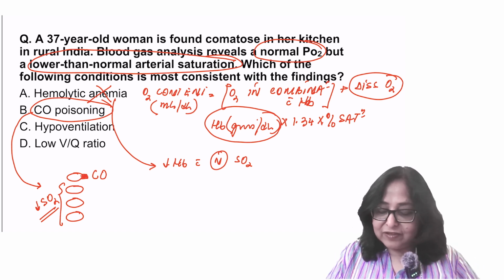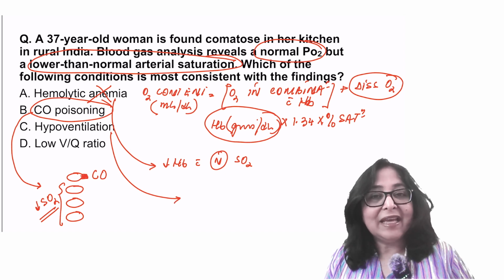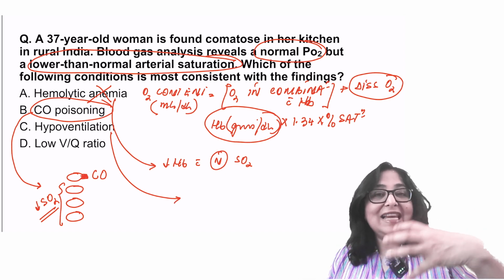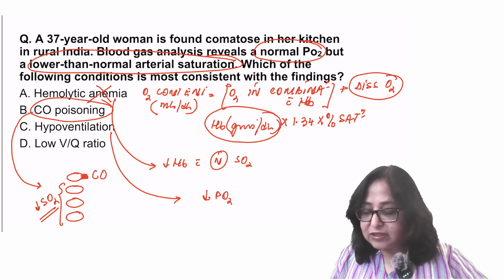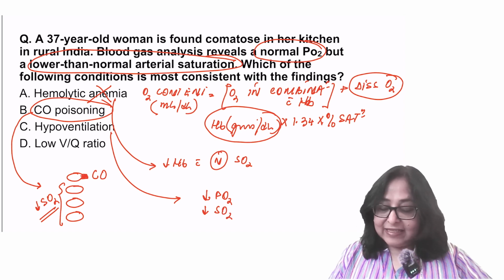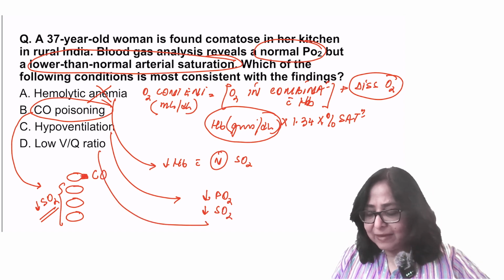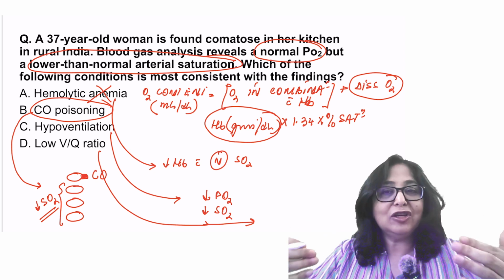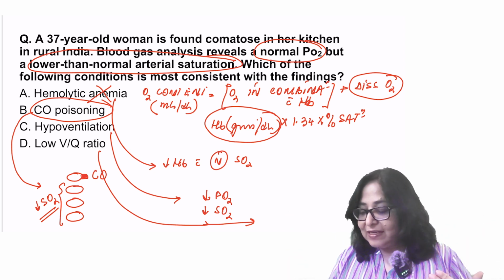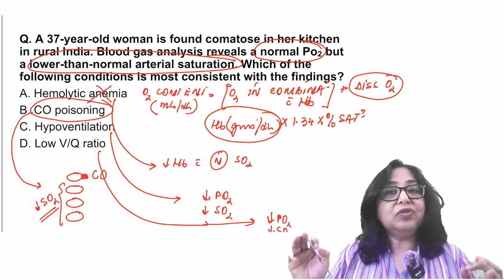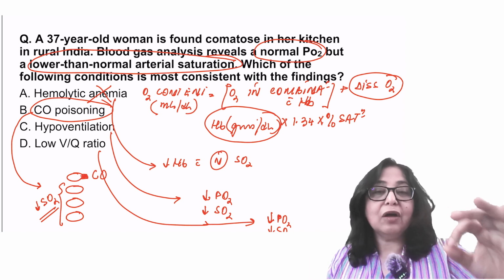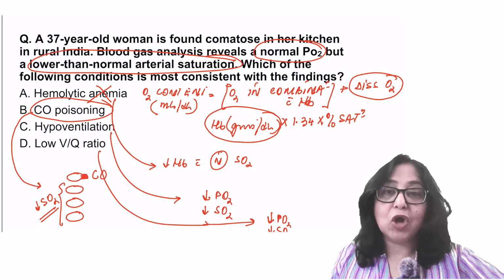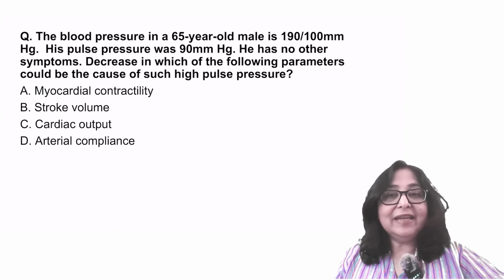So let's see what happens if it's a hypoventilation, option 3. In hypoventilation, because there is less ventilation, the PO2 will be reduced and therefore saturation will also be reduced. Let's see if it's a low VQ ratio. Same thing. How do you get a low VQ ratio? When ventilation is less than the perfusion. So again, there will be a low PO2 and a low saturation. So the only condition where the PO2 is normal but the saturation is reduced out of these 4 options will be carbon monoxide poisoning. Let's have a look at the next question.